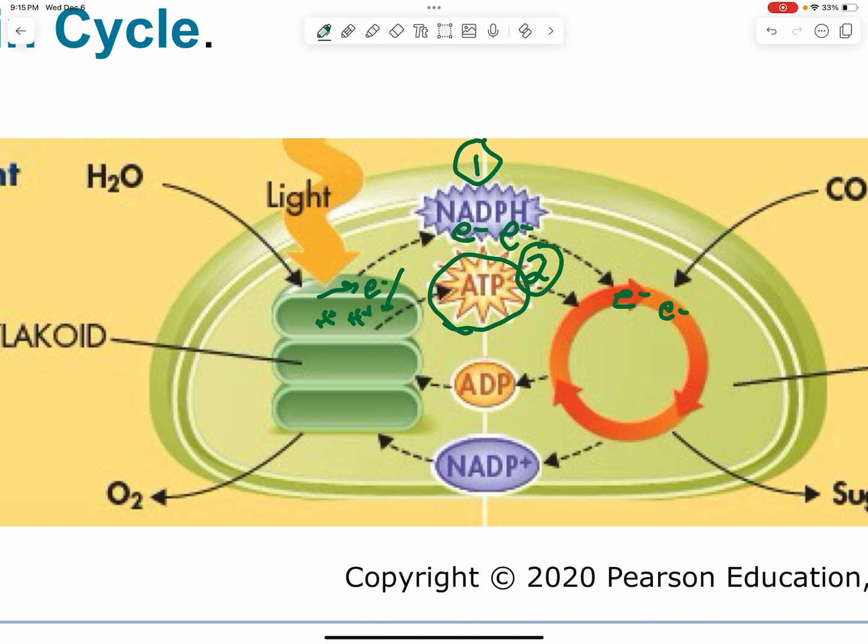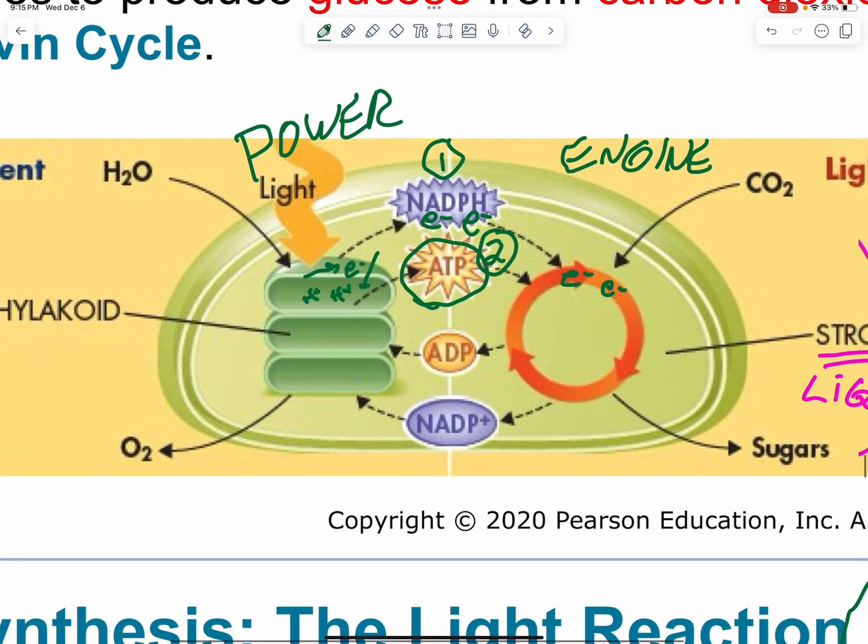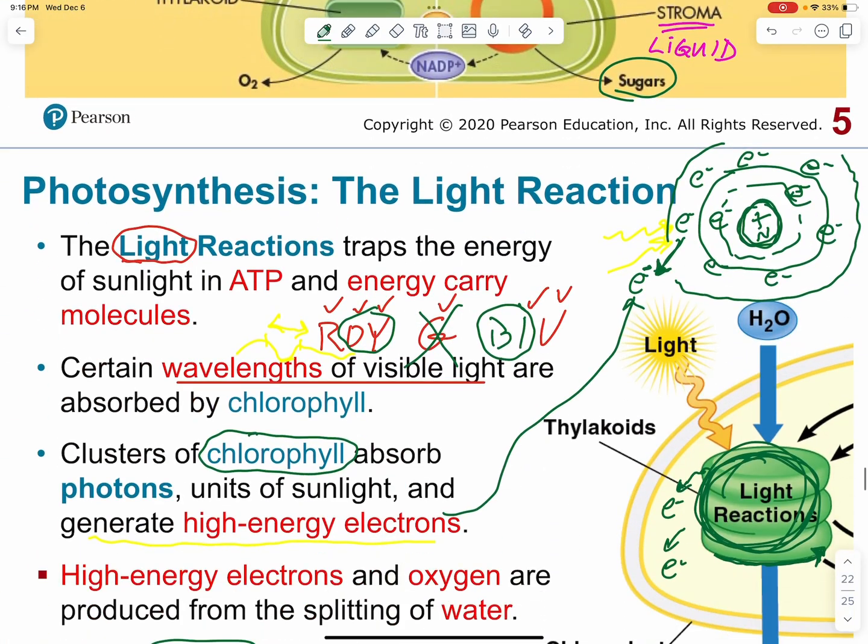So think about the light reaction providing the power. It's providing the power for this engine over here. This engine is going to then crank out sugar, but it needs to have the energy from the sun in the light reaction. So that was the overview.